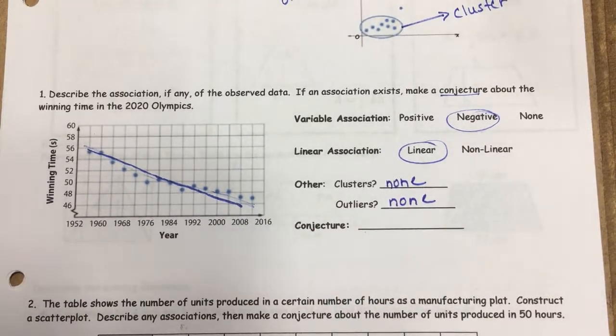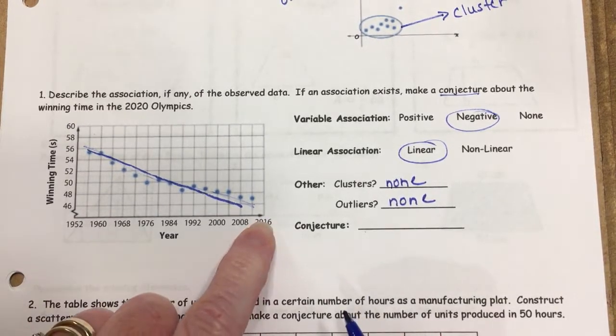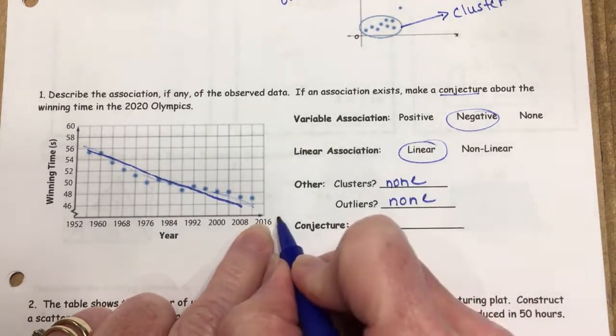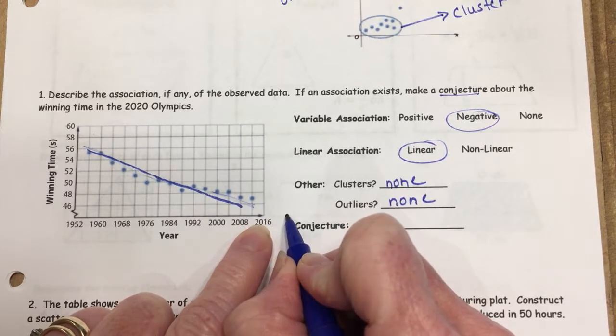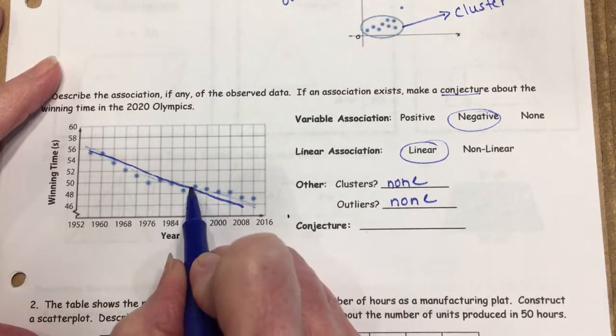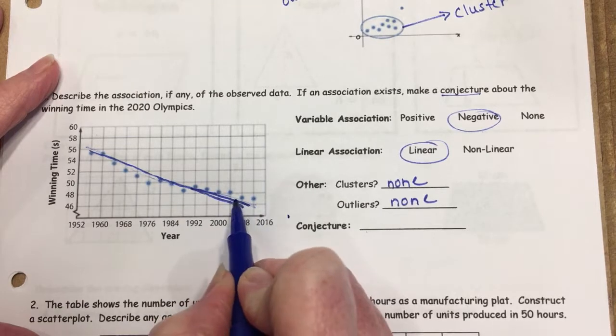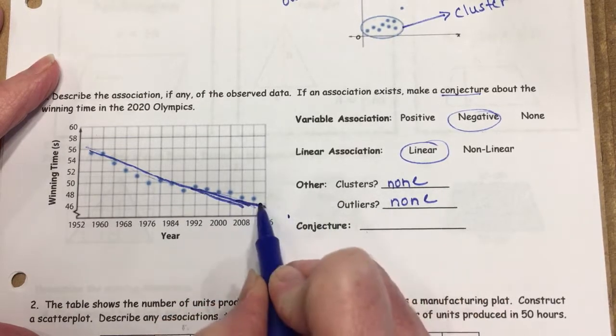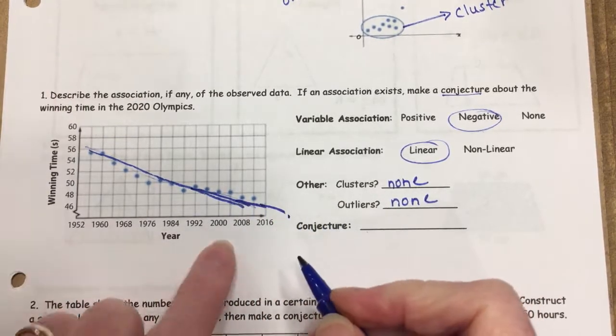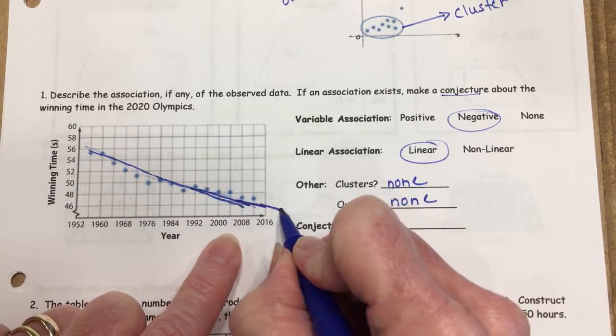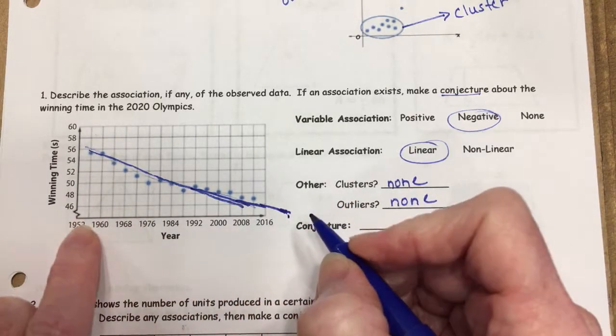Okay, so the conjecture is what's going to happen in 2020. So I have 2016 here. Okay, so 2020 is going to be like over here, like if I kept going. So if I see the pattern that these points are taking, then where would I predict 2020 would be? Okay, and this is just a guess. I'm just guessing right here.